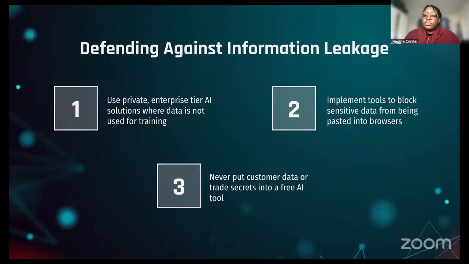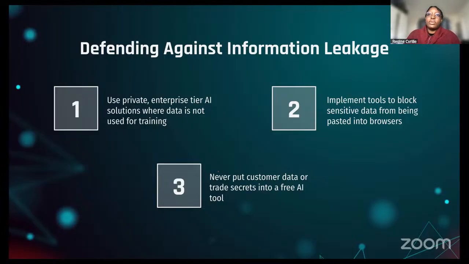Then implement tools that block sensitive data from being pasted into browsers. That can be done at the company level, so that you avoid falling into this kind of problem. And just FYI, don't put customer data or trade secrets into a free tool. Emphasis on the free. At this point, maybe even the premium, because it's true that it offers more features, but it's still not good.